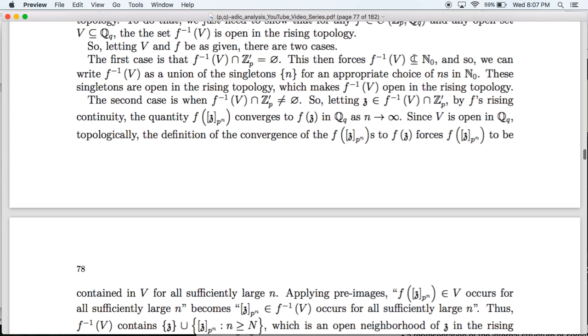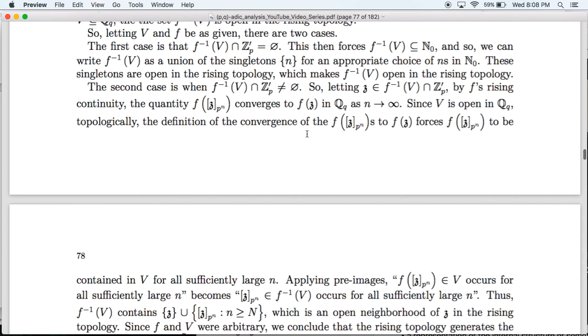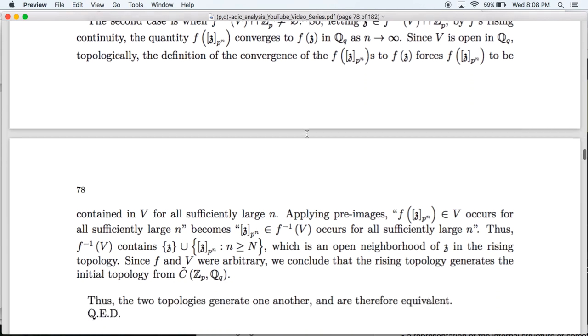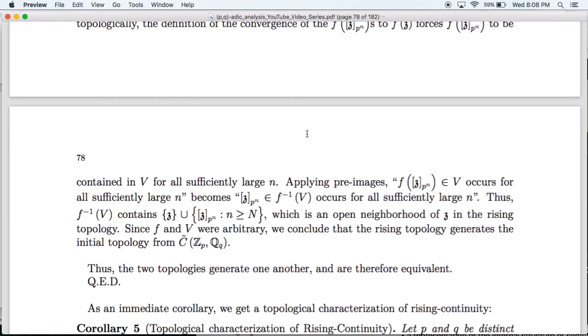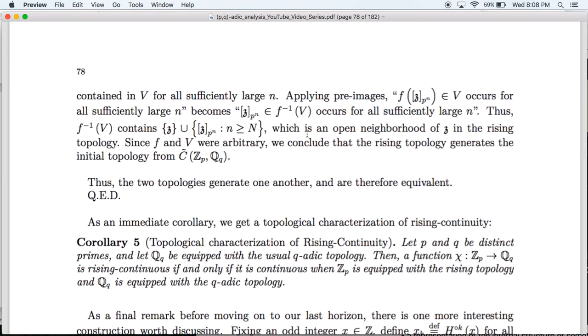And then we add any remaining singletons necessary to fill everything up. And then once again, we get a set that's open in the rising topology. So the two topologies are the same. And we're done with that. So this then gives us a topological characterization of rising continuity.